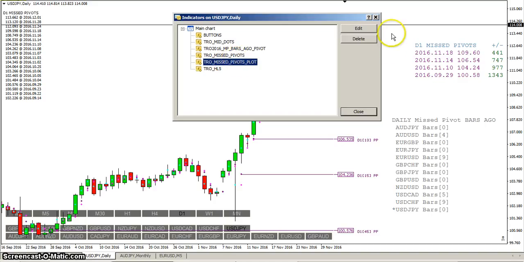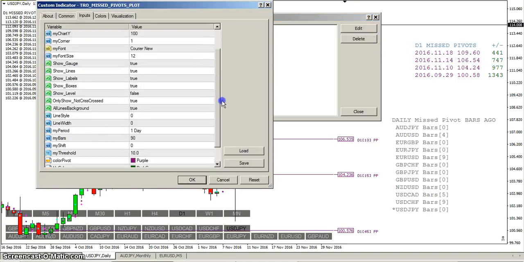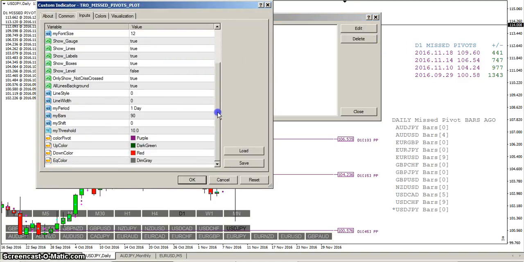This one, I call it the missed pivots plot. It's a lot like HL5. In fact, I just took a copy of HL5 and changed a few things. You see, it says only show not crisscrossed. In other words, if it's been hit, don't show it crisscrossed. Which means if the low is below it and the high is above it, it crisscrossed that line.